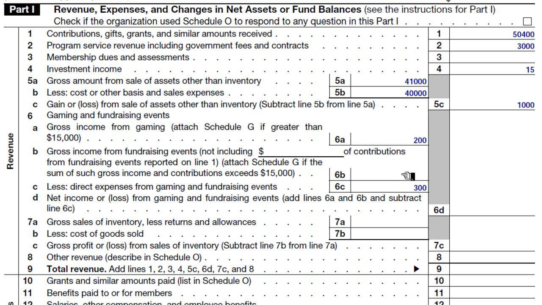Okay, and then you sold the pies for $10 a piece. So 100 pies at $10 a piece, that's $1,000. So you sold $1,000 of pies that only cost you $300. That means you made $700. But that $700 is actually split between contribution revenue and gross sales revenue, and here's how that works.